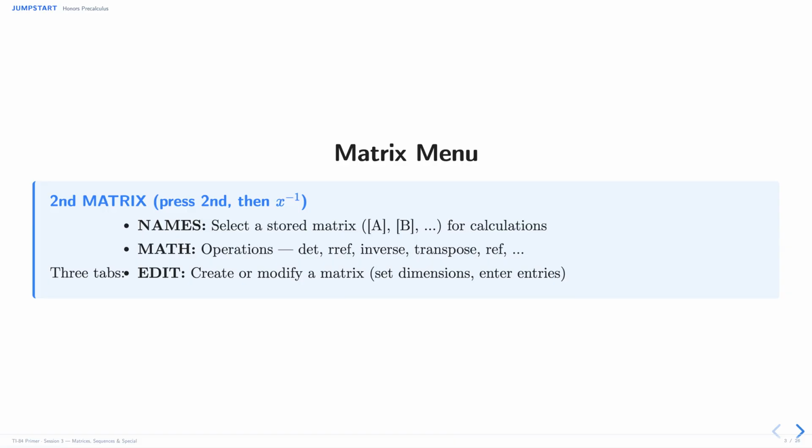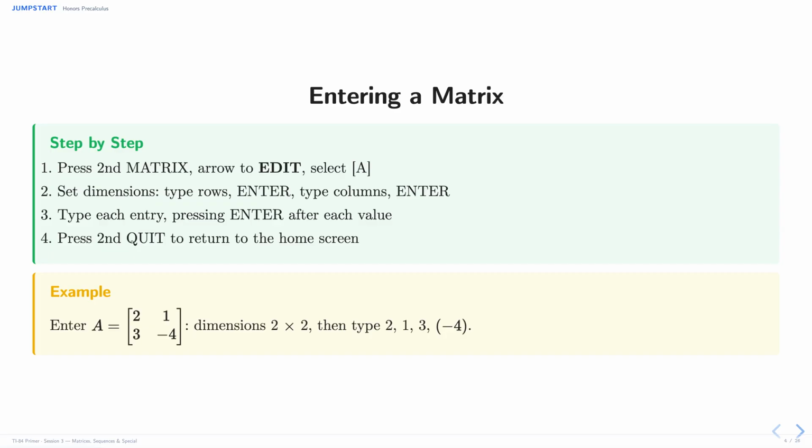Let's start with the matrix menu. To access it, press the second key and then the matrix key, which is labeled as X inverse on older models. You will find three tabs: Names, where you can select stored matrices; Math, which contains operations like determinant, reduced row echelon form, and inverse; and Edit, where you can create or modify a matrix by setting its dimensions and entering its entries. Now let's go through the steps for entering a matrix.